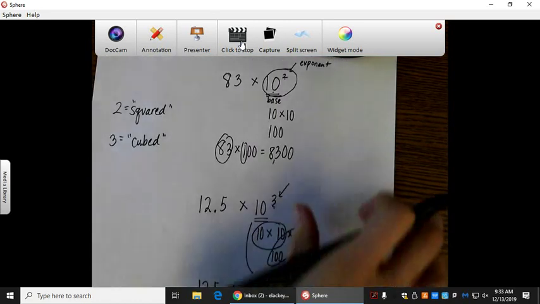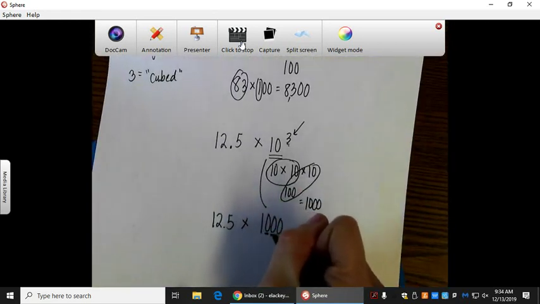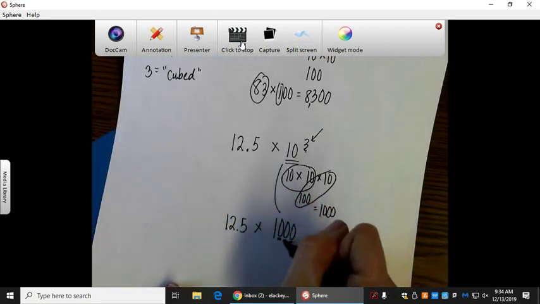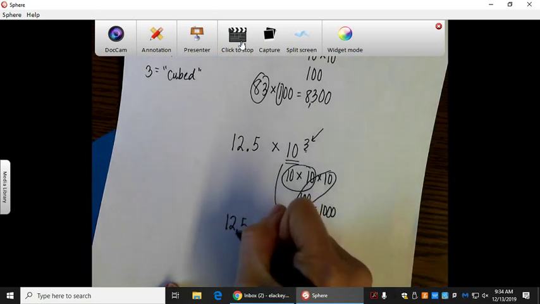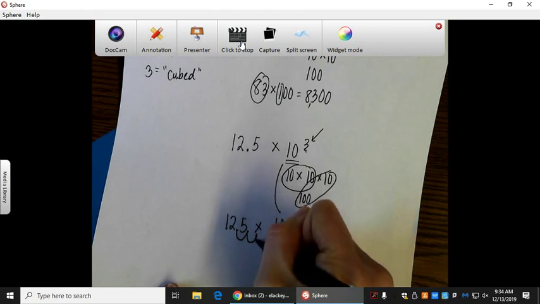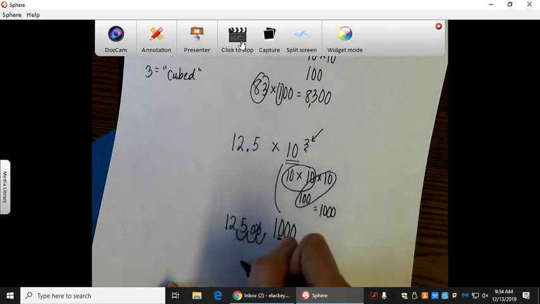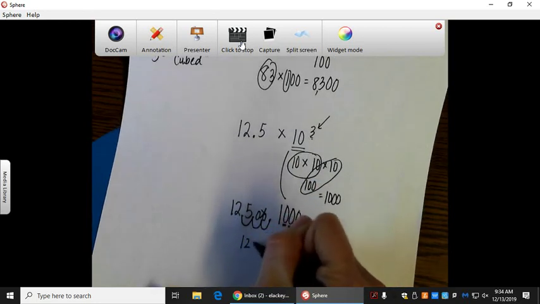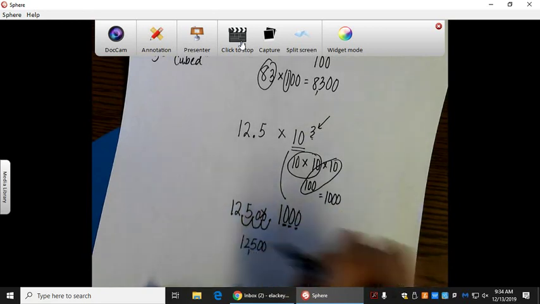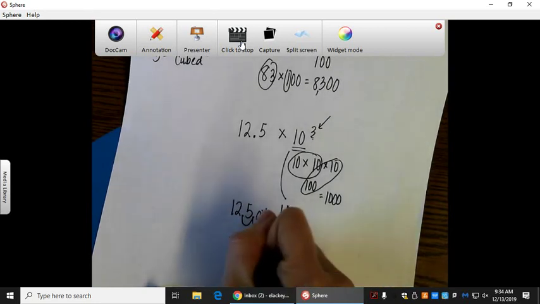Now what you do is you move the decimal point. You move it 1, 2, 3 times. So you're making it 1,000 times bigger: 10 times bigger, 100 times bigger, 1,000 times bigger. And you'll notice when I moved it, there was nothing here, so I put zeros. So look at my real answer now. It's 12,500. It's like the decimal was there, which makes it the whole number 12,500.